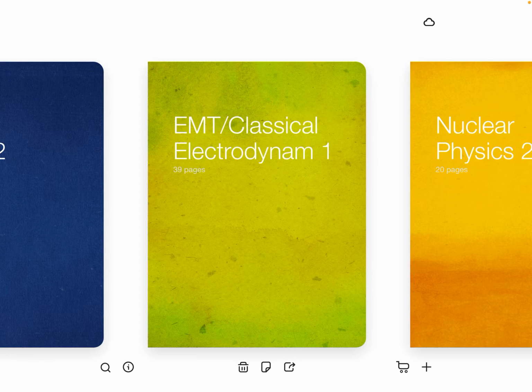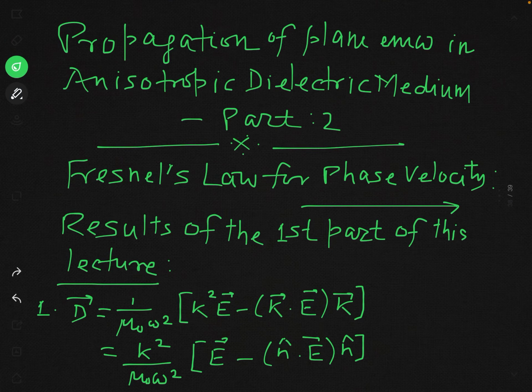Today we are going to discuss, in continuation with the lecture on propagation of electromagnetic wave in anisotropic dielectric medium, a very important law which is called Fresnel's law for phase velocity. Actually, we will derive a law, or you can say a result, in this lecture which is called Fresnel's law for phase velocity, and you will see that the solution of that result actually gives the idea of biaxial and uniaxial crystals. So this is its importance.